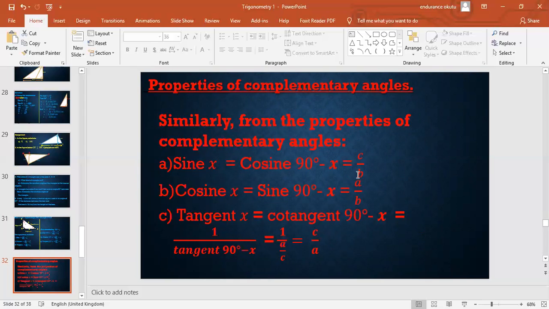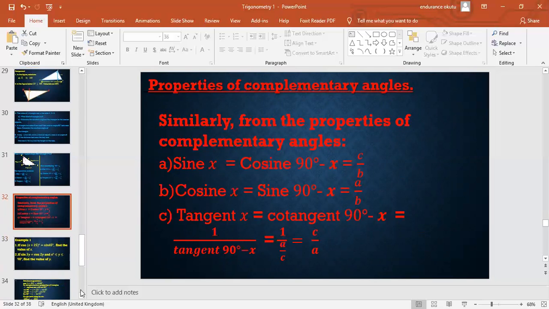So these complementary properties of angles can also be reversed: cosine of 90 degrees minus X is equal to sine X, which is equal to C over B; sine of 90 degrees minus X is equal to cosine X, which is equal to A over B; and cotangent of 90 degrees minus X is equal to tangent of X, which is equal to C over A. Please, let's take note of this and see when and how to apply it.